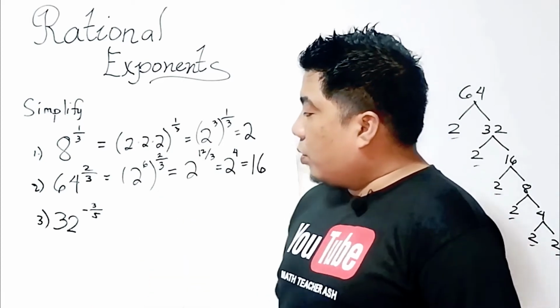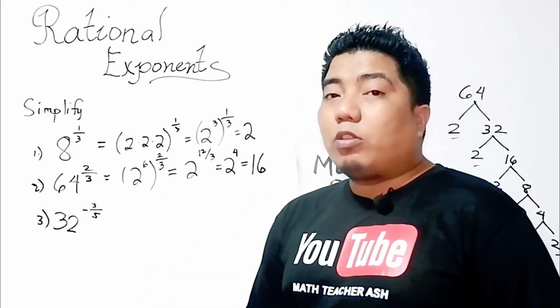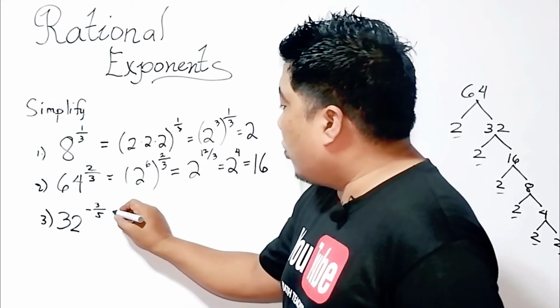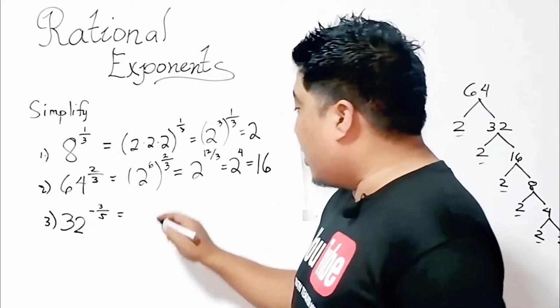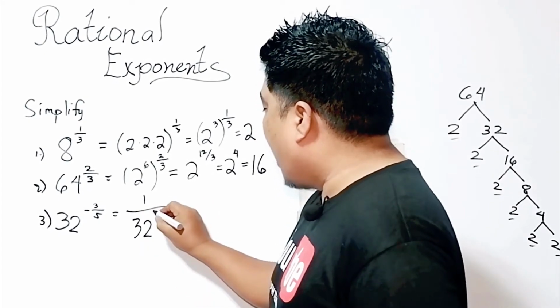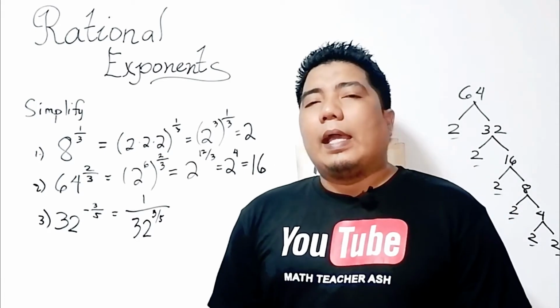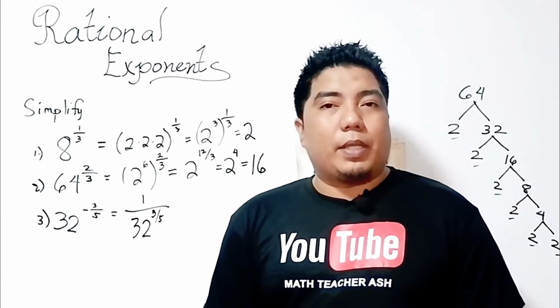That is 32 to the power of negative 3/5. Remember that if you encounter negative exponents, what you will do is you get the reciprocal of that one. So this will become 1/32 to the power of 3/5. Now, remember this in your final answer, my dear math learners.